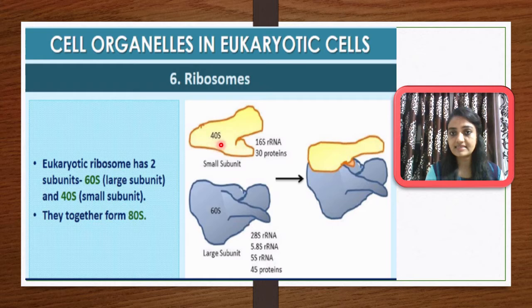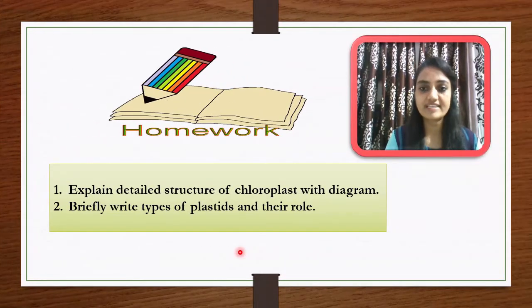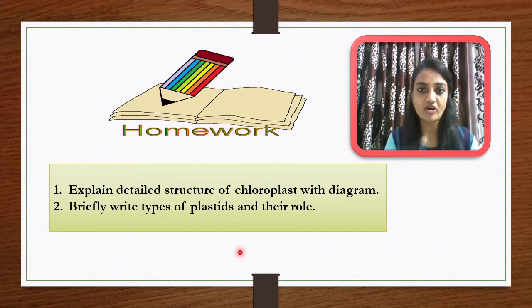40S is made up of 16S rRNA and 30 proteins together, so by combining these two, it generates the 40S subunit. Then 60S is made up of 28S rRNA, 5.8S rRNA and 5S rRNA, along with proteins. This is your homework for today's lecture, and before we finish, let me summarize all the topics using one animation video. So look at this video.